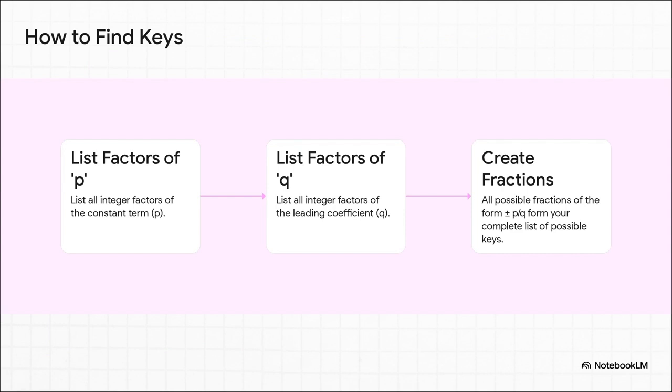So how does this recipe work? It's actually really clever and pretty straightforward when you think about it. The theorem tells us to list all the factors of that constant term at the end. We'll call those p. Then list all the factors of the leading coefficient at the front. We'll call those q. The complete list of all possible rational keys will be every single possible fraction you can make, plus or minus p over q.